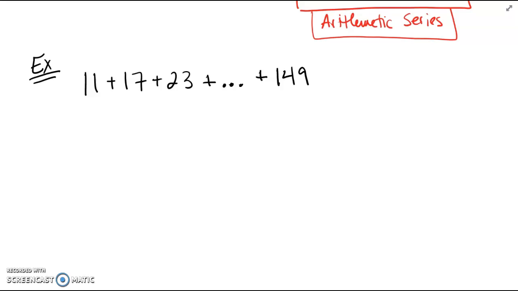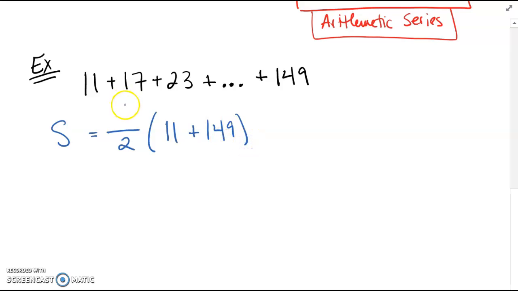Well, my formula says that the sum of these terms is n over 2. And I need the first term, a sub 1 is 11, and the last term, 149. So I got the first and the last, but at the moment, oh no, I don't know how many terms this is. So I like to call this a problem in a problem, because that sounds silly, is that we need to figure out how many terms this is, which means, hey, 149, where did you come from?